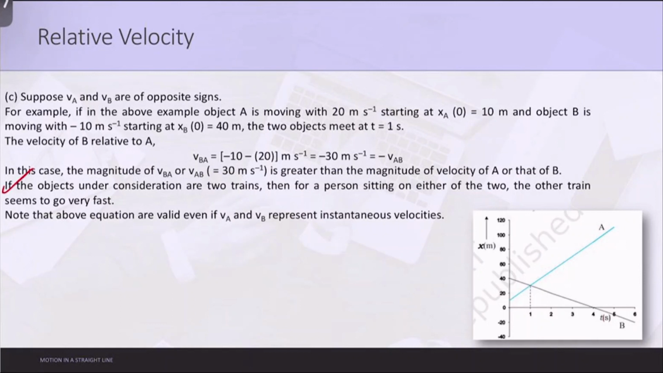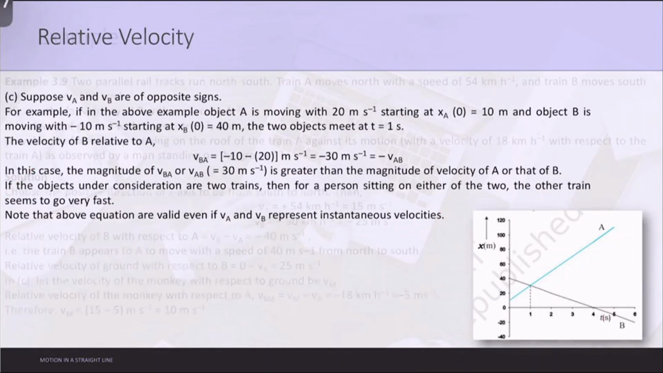So therefore, as you can see, the value 30 is coming. So basically it is higher than the velocities of both these things, as in the velocity of A and the velocity of B. Note that the above equations are valid even if VA and VB represent instantaneous velocities. So the relative velocity concept is also valid if we are considering instantaneous velocities. You can just keep this in mind.